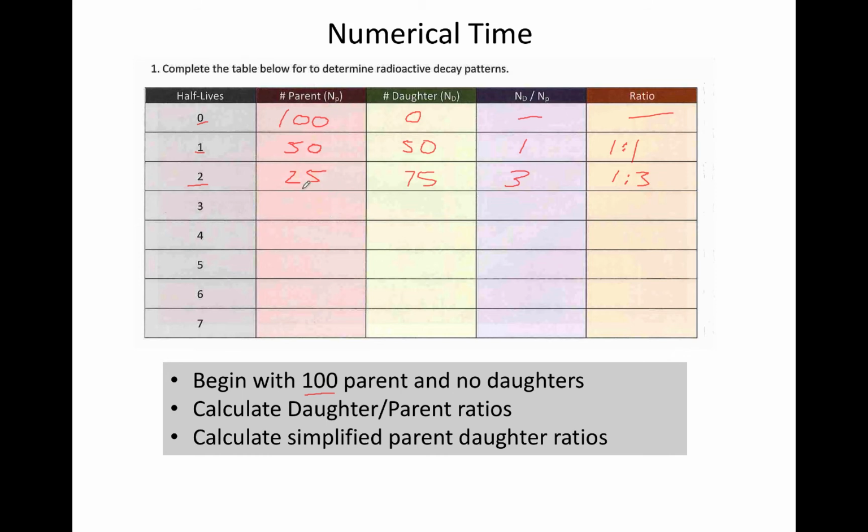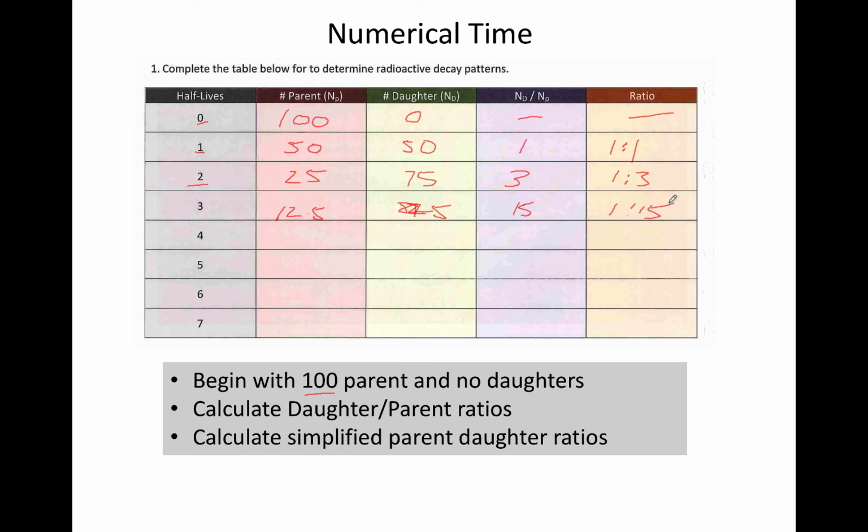Cut this 25 in half one more time, and we're down to 12.5. That 12.5 that was lost here is added over here, and it's going to give us 87.5. 12.5 divided into 87.5, that's this ratio here, is going to give us 7. And our parent-daughter ratio then is going to be 1 to 7.